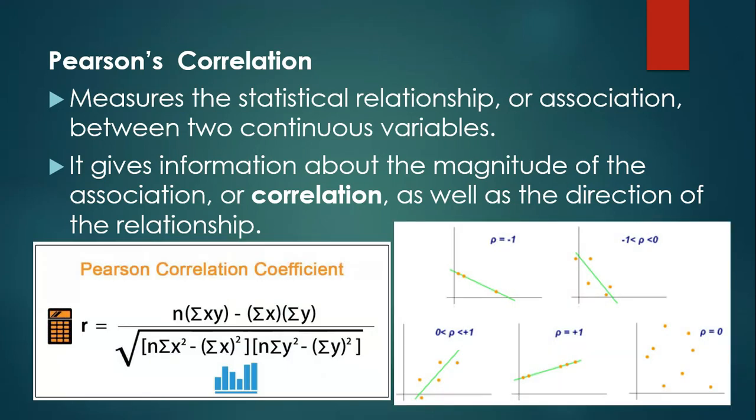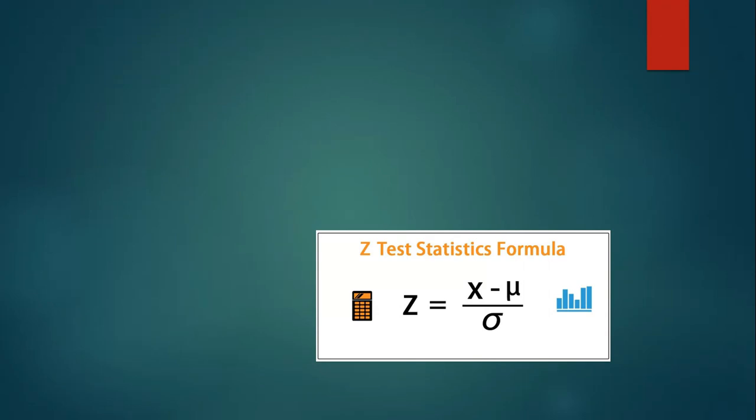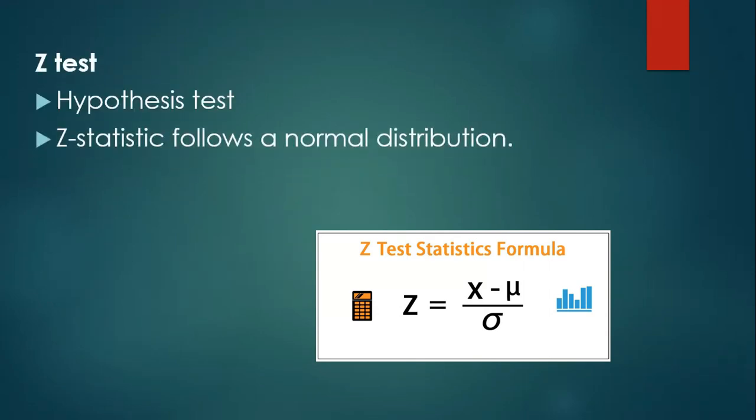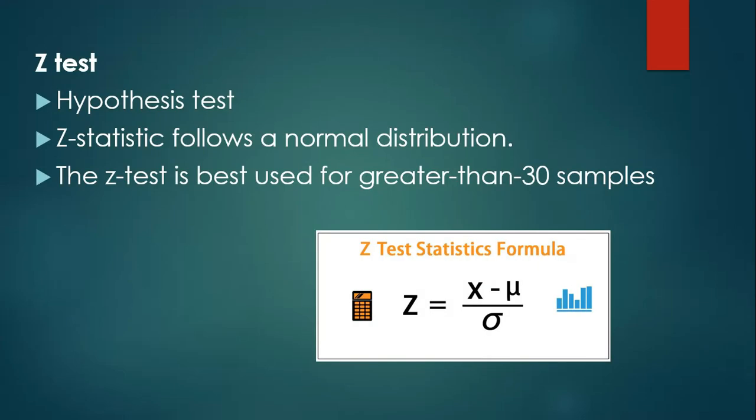Next parametric test is Z test. Z test is also a hypothesis test in which the Z statistic follows a normal distribution. As the sample size increases, the t distribution approaches the bell shape of the standard normal distribution. In practice, for tests involving the mean of a sample size greater than 30, the normal distribution is usually applied. Details regarding Z test and normal distribution are mentioned in the previous video and the link is given in the description.